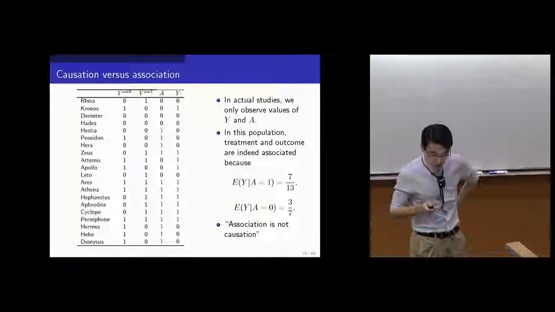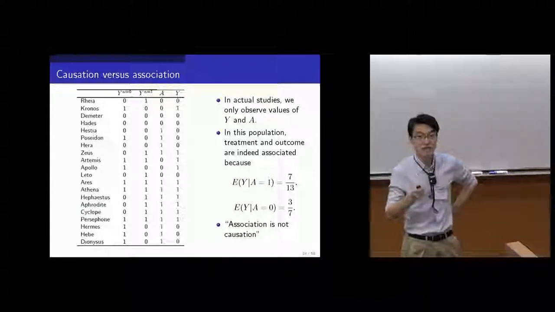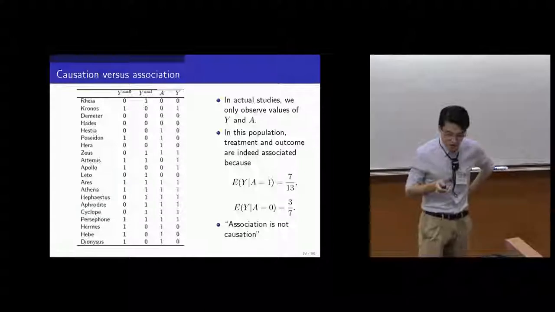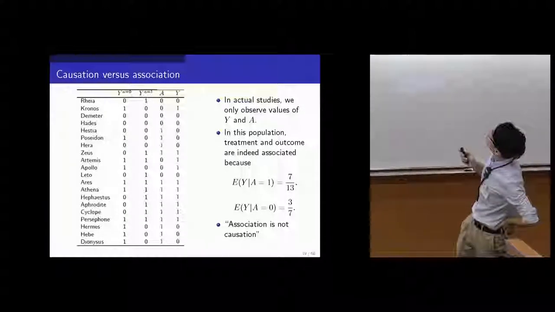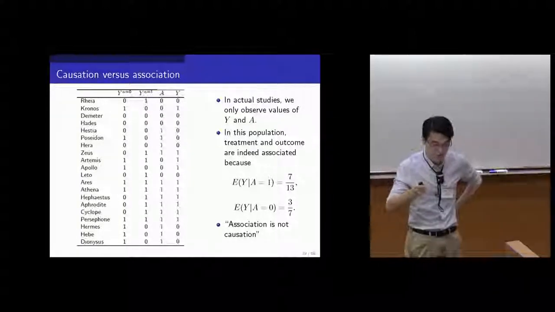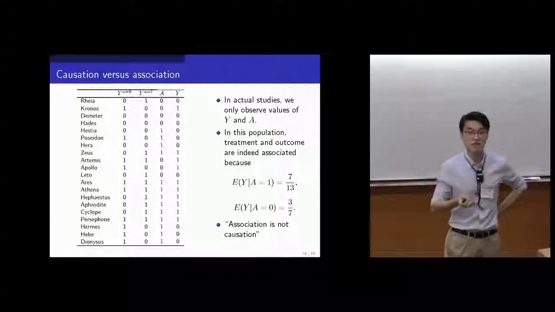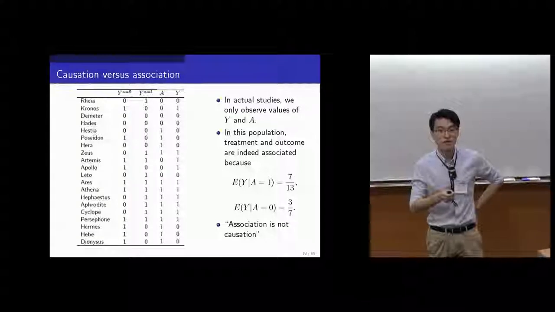Okay? So in actual studies, we only observe values of Y and A. So in actual studies, we only observe the two columns on the right-hand side. Okay? In this population, we see that the treatment and the outcome are indeed associated because, again, the E here indicates a proportion, right? So if we only look at the persons where A equals 1, we know that there are 7 of them with the outcome equal to 1, right? And then, of course, if we look at the subset of individuals where A equals 0, we get a different proportion. So in this population, the treatment and the outcome are associated, actually. Although we know that the average treatment effect is 0 or null for this population.